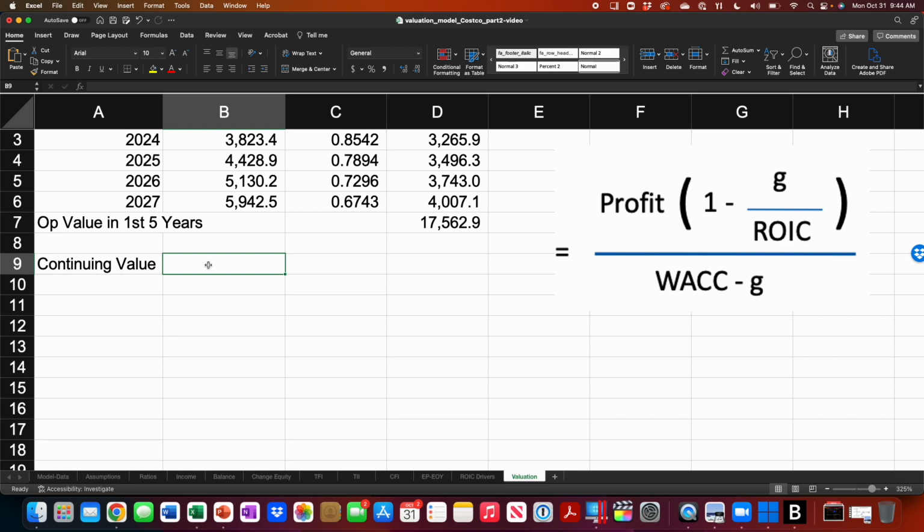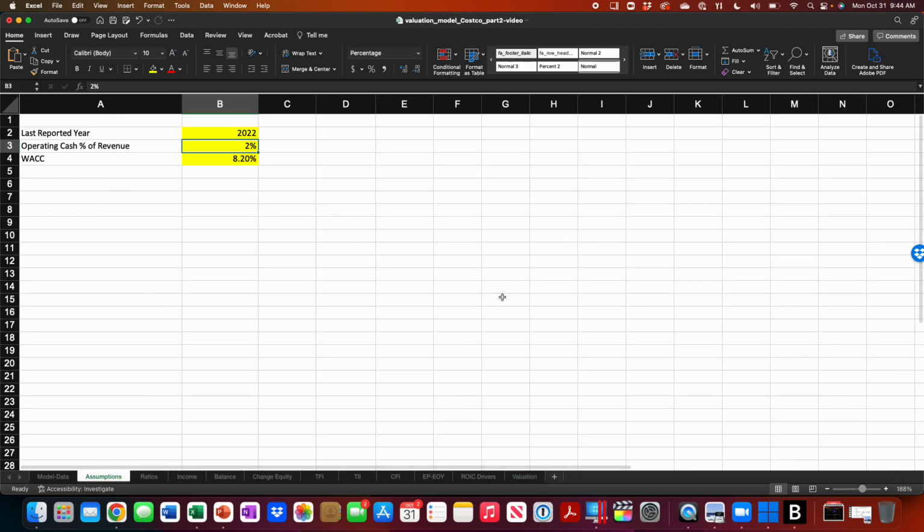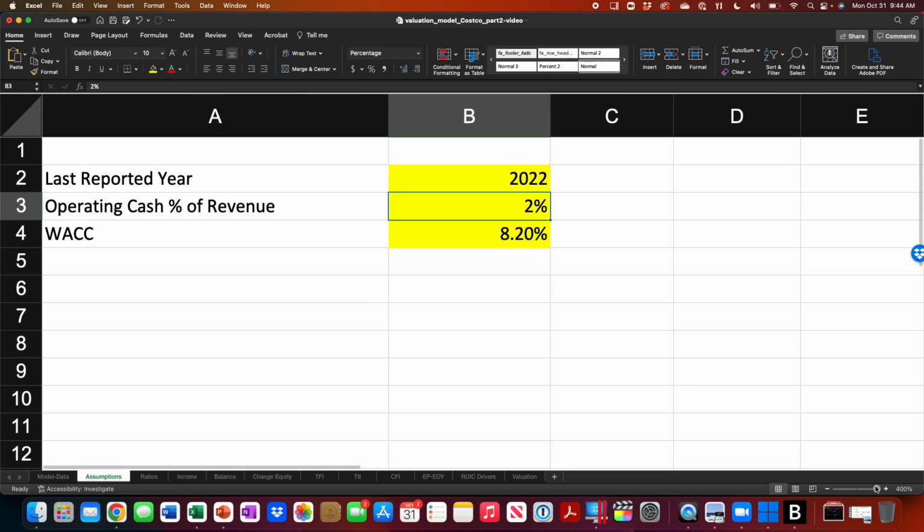Okay? Now, on this tab, you don't see any yellow. So I don't want to start directly entering numbers on this tab. So what I'm going to do is I'm going to actually build the 4 elements of this formula off of the assumptions tab. Okay? So going back to the assumptions, I'll make this a little bit bigger so it's just easier to see. All right? We already have a WACC. So now I need the other 3 parts of this.